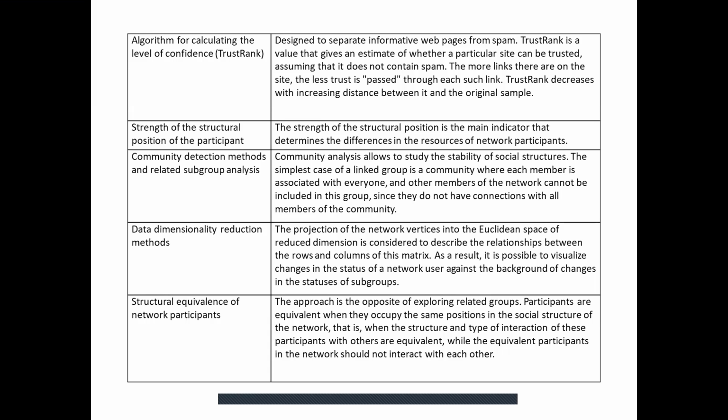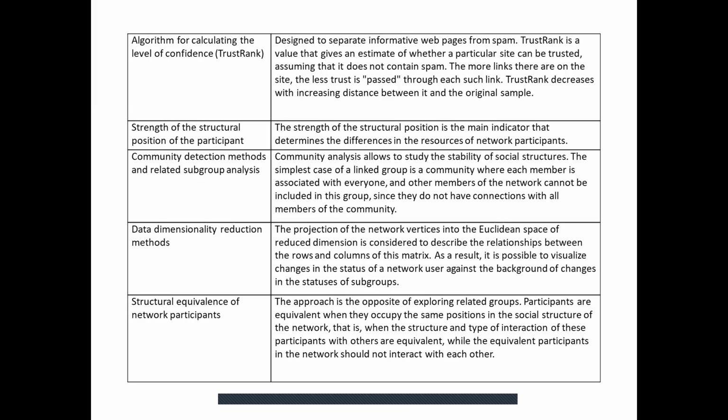Further, the algorithm is based on the statement that good pages rarely link to bad ones, but bad ones very often link to good ones. So trust rank is a value that gives an estimate of whether a particular page can be trusted. To strengthen the result of calculating the level of trust, it is advisable to use the indicator strength of the structural position of a participant, which determines the differences in the resources of a social network participant, which is very important to estimate possible problems.